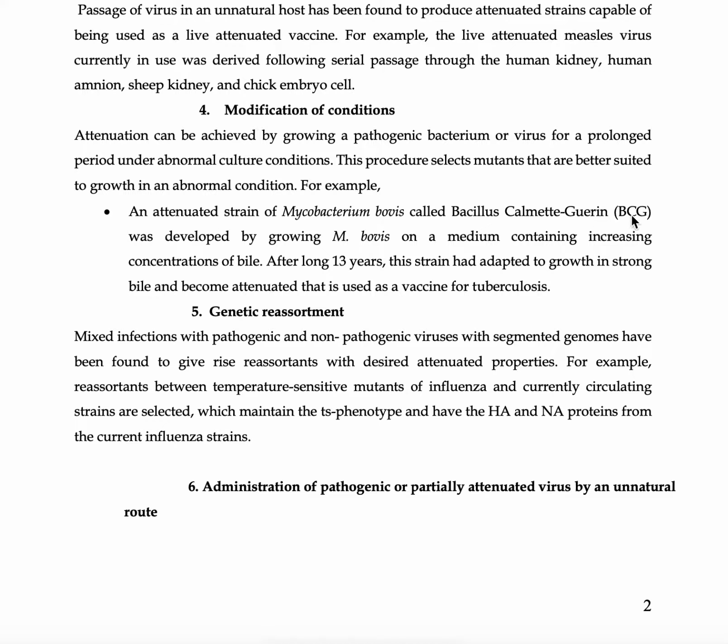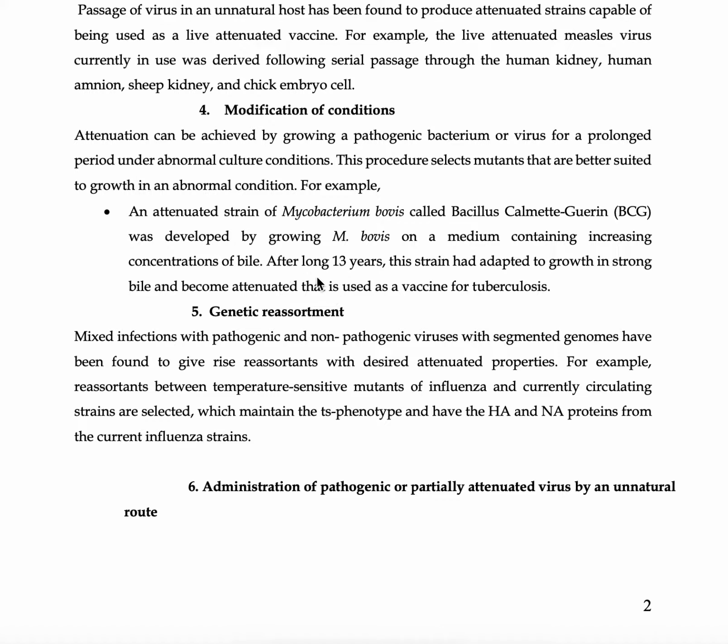Okay, this famous BCG vaccine was developed by growing Mycobacterium bovis on a medium containing increasing concentrations of bile. It is an abnormal condition for M. bovis. However, it took 13 years. Imagine how long it can take.